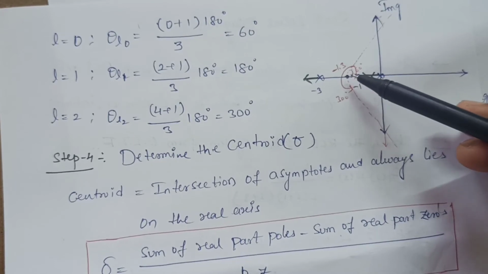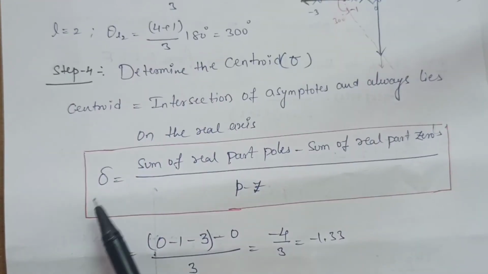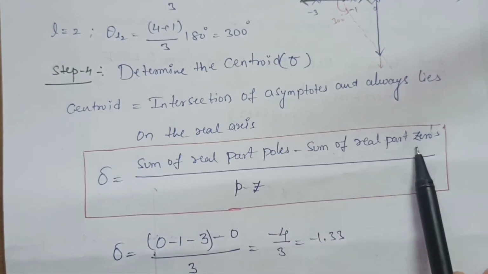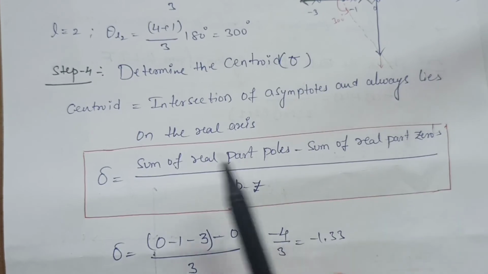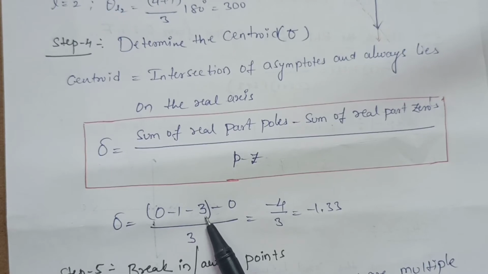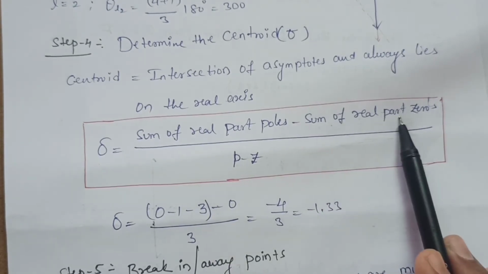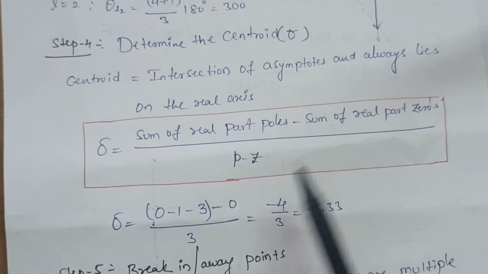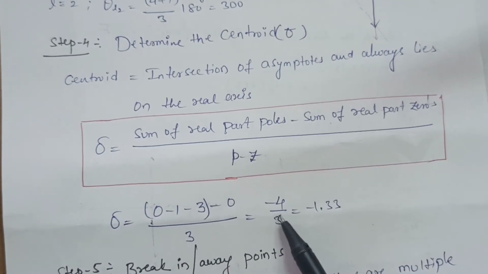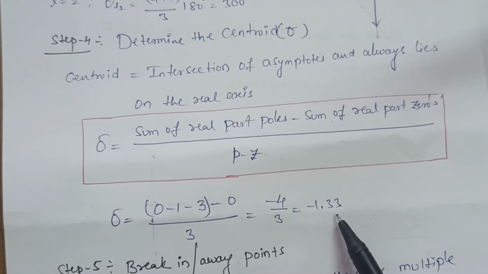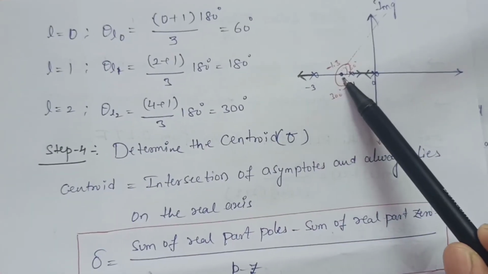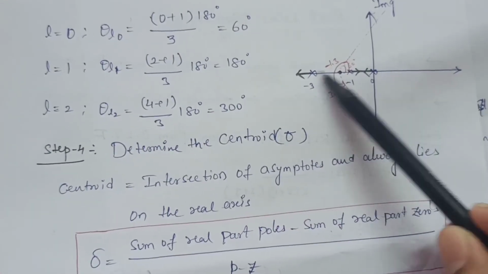Now we need to find that value using the formula: centroid equals the sum of real parts of poles minus the sum of real parts of zeros. The sum of the real parts of poles: we have only 3 poles, that is 0, minus 1, minus 3, and the zeros are 0 from the open loop transfer function. Simply I am getting minus 4 by 3, that is minus 1.33. This is the centroid point. Now from this centroid point we need to draw the asymptote angles 60, 180 and 300.